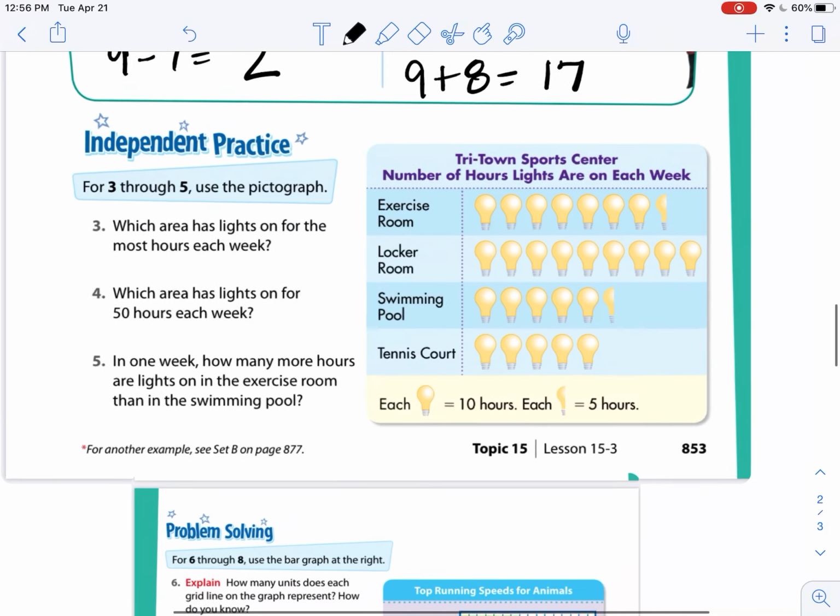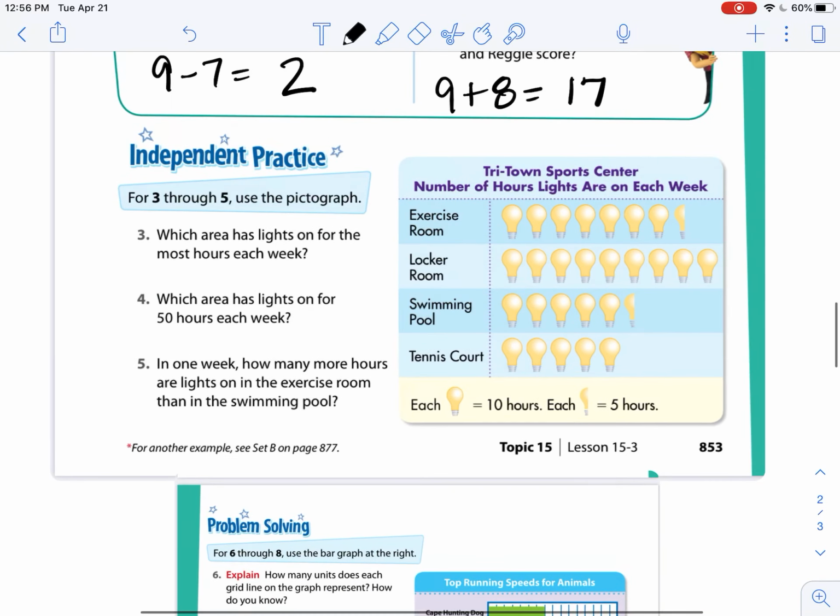All right, on our independent practice right here, we have the pictograph. Now, in a pictograph, you want to make sure that you have, first of all, looked at the key at the bottom. So we know that a whole light bulb equals 10 hours. If a whole light bulb equals 10 hours, then half a light bulb equals 5 hours. They gave that to us on this one. A lot of times they don't give you that half. You have to figure that out. So if we're going to answer questions, we're going to use that information to help us out.